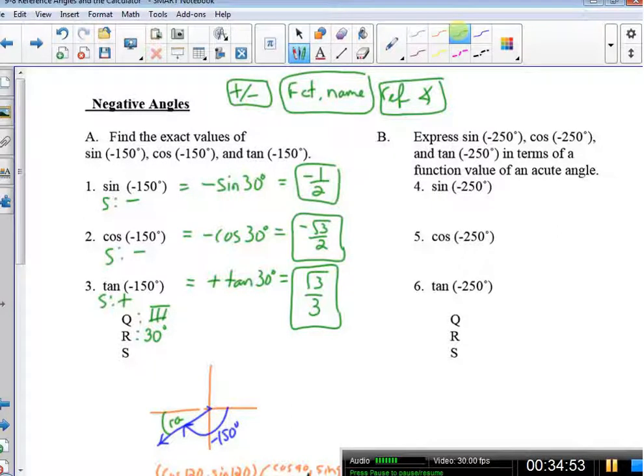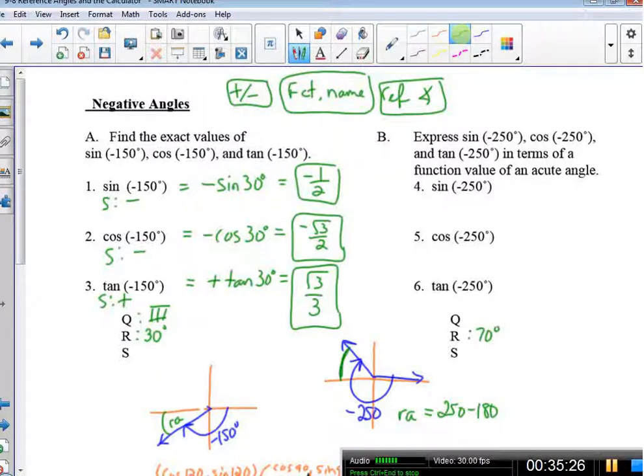The next one, negative 250. So if I draw negative 250, I believe that that puts me right here. There is negative 250. My reference angle is right here. So to find that reference angle, I'm going to do 250 minus 180. And 250 minus 180 is 70. I'm in quadrant 2, so the signs will depend. So it's positive for sine, negative for cosine, and negative for tan.